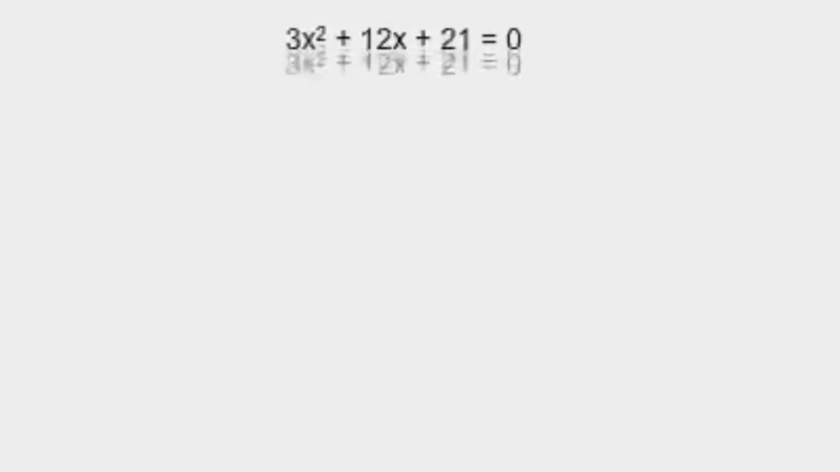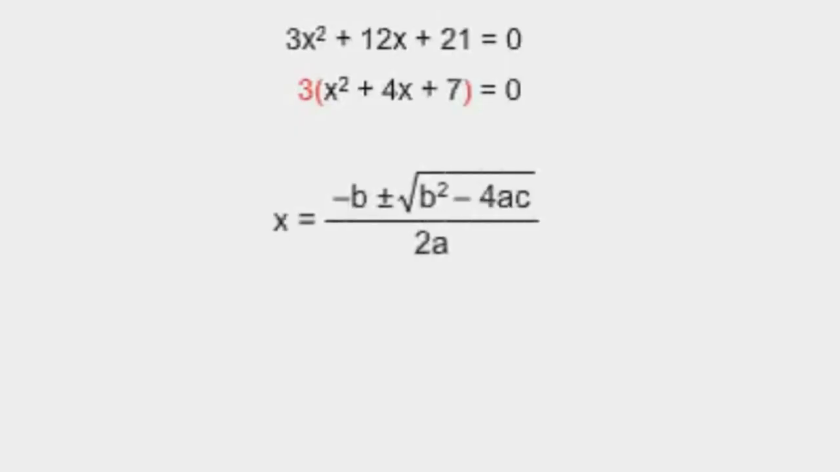Next, factor the GCF. Is there a GCF in this trinomial? Yes. Each term is divisible by 3. So, 3 times the quantity x squared plus 4x plus 7 equals 0. Now apply and simplify the quadratic formula. A equals 1, B equals 4, C equals 7.